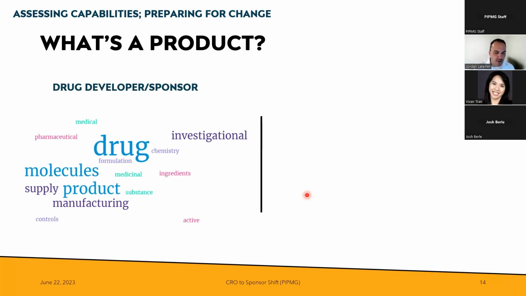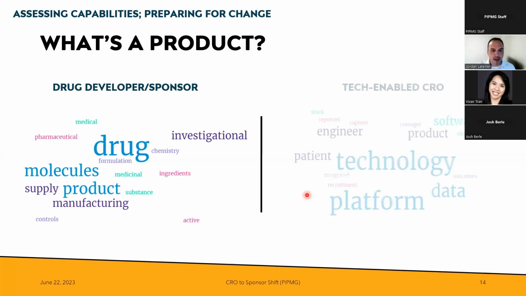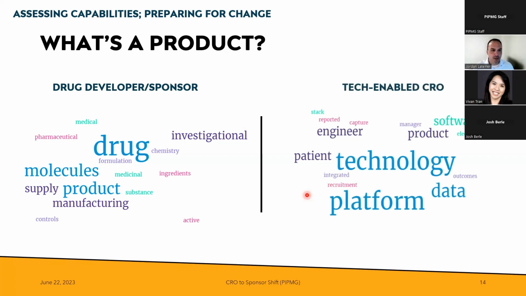And so I see words like the drug, the molecule, manufacturing, substances, ingredients, maybe medicinal chemistry, IP, investigational product, things along those lines. When you come to a CRO that's basing their platform on technology, what is meant by a product is actually quite different. In the organization I became a part of, product was really around the technology, the platform, the data, the engineering, the software, all those pieces.